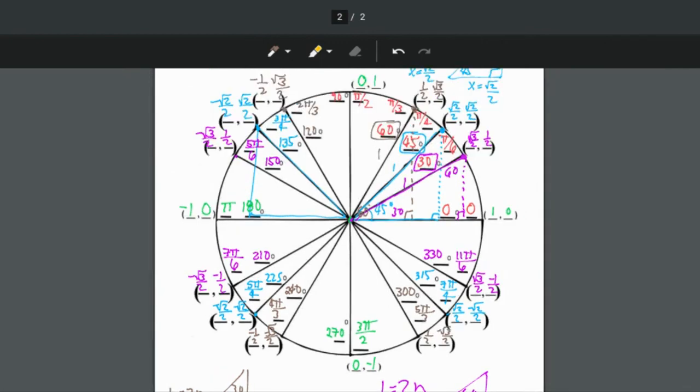All right, so this is your completed unit circle, and we're going to use these ordered pairs throughout the rest of the chapter. So please make sure that you have this filled out.